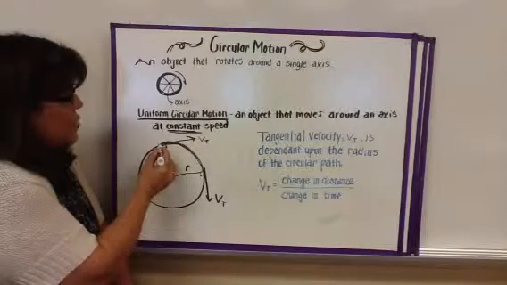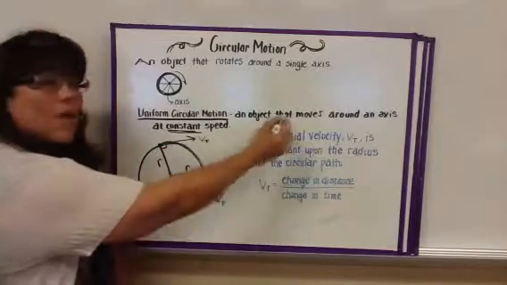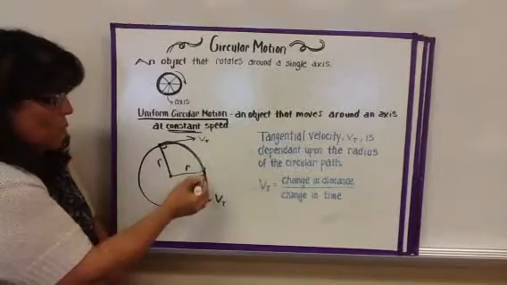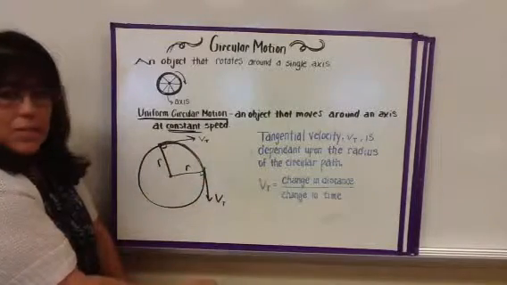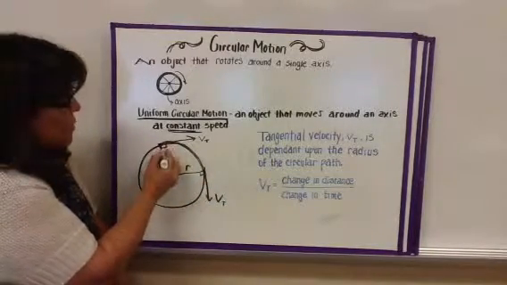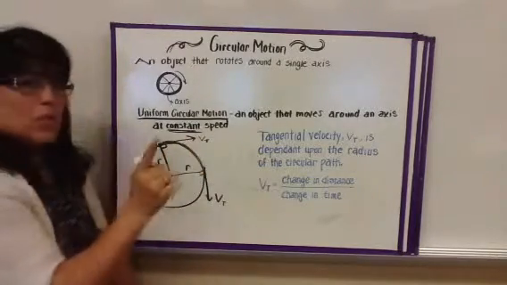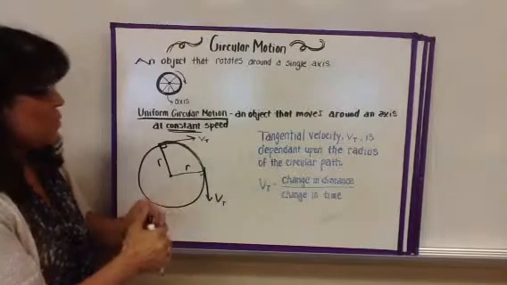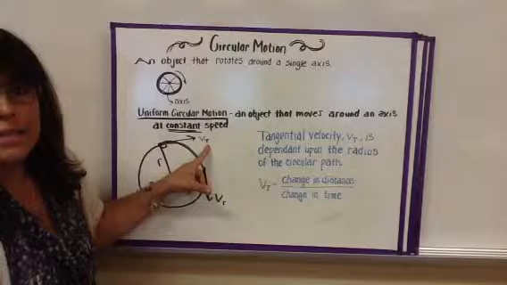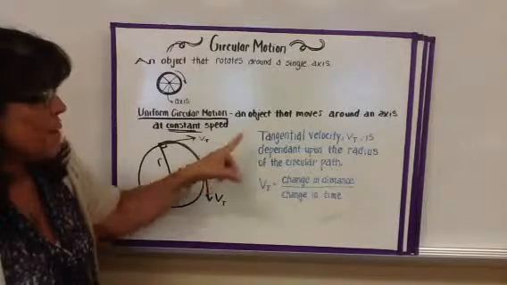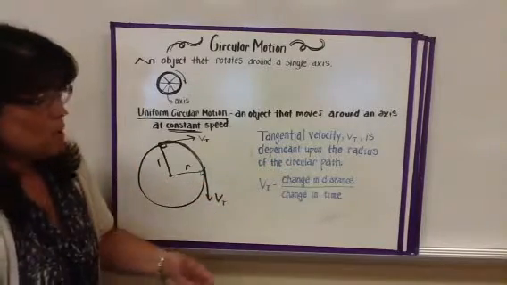So this velocity right here of the object right here, if we were to cut the string, it would fly off in that direction. At this point right here, if all of a sudden I were to cut the string, it would fly off in this direction. So you can see that it's perpendicular to the circle and perfectly straight and only touches in one spot. This is what we call our tangential velocity, and we use the little sub t to tell us that it's a tangential velocity. This tangential velocity is dependent upon the radius of the circular path.